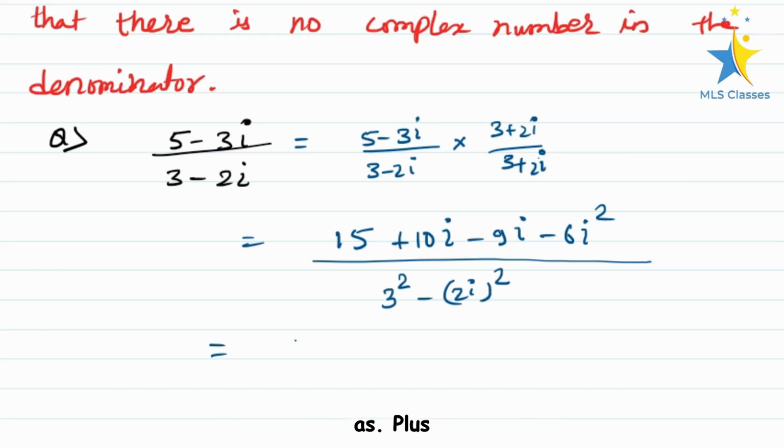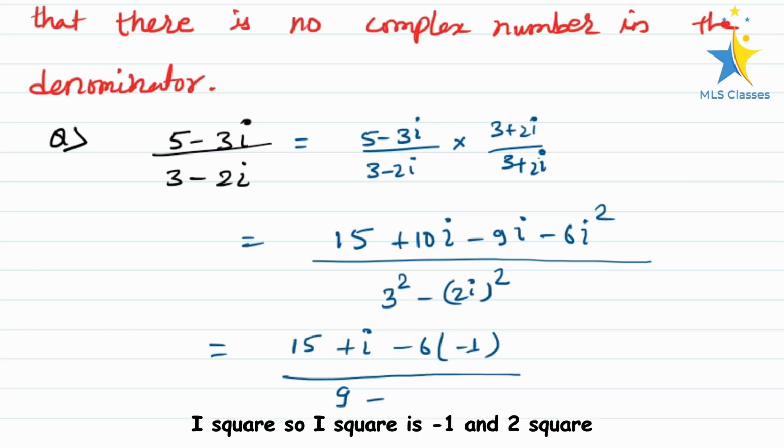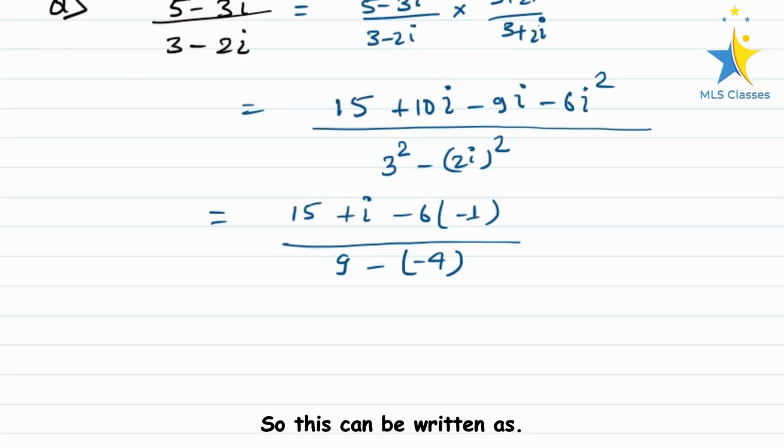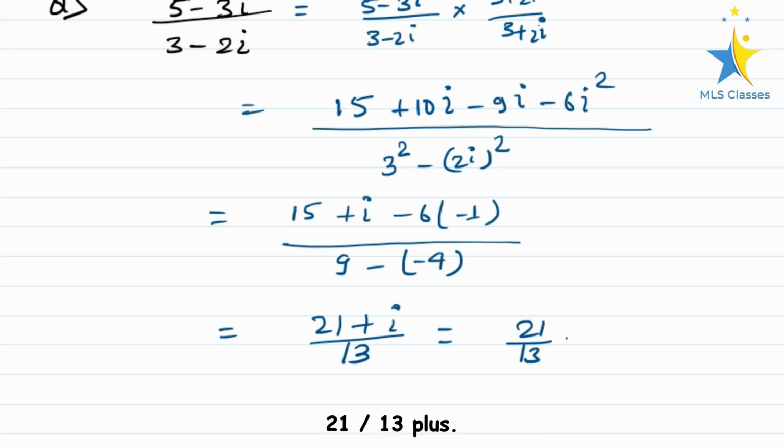So we can write 3 squared minus (2i) squared. This can be written as 15 plus i and minus 6 times -1, because i squared is -1, divided by 3 times 3, 9, and minus 2i squared. So i squared is -1 and 2 squared is 4, so we will be getting -4 here. So this can be written as 15 plus 6, that is (21 + i) divided by 13. We can either leave it in this form or we can separate the imaginary and real parts. So we can write this as 21/13 plus (1/13)i. So that is how we can simplify while dividing.